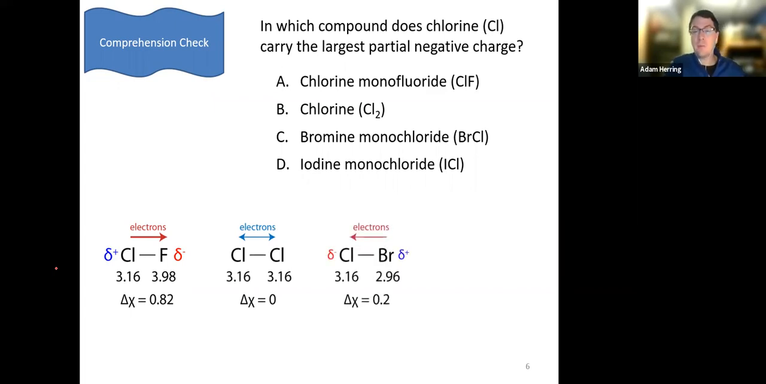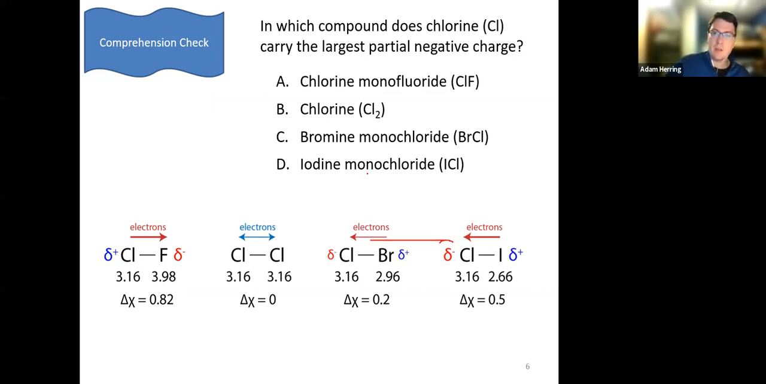For the chlorine-bromine bond, there's a difference in electronegativity of 0.2, and so there's a partial negative charge on the chlorine. And between iodine and chlorine, there's an even larger difference in electronegativity, about 0.5, which means that the partial negative charge on the chlorine here is going to be the largest of those four.